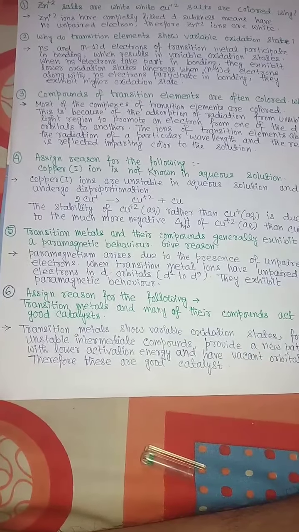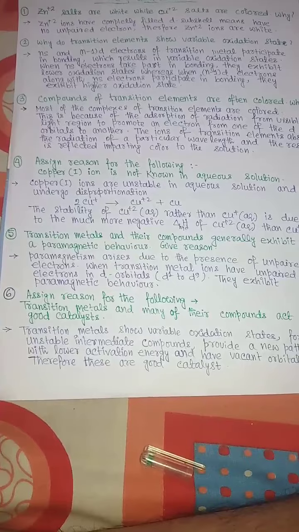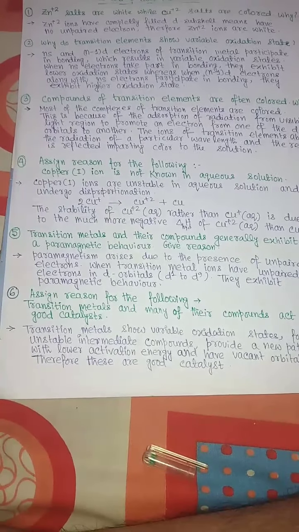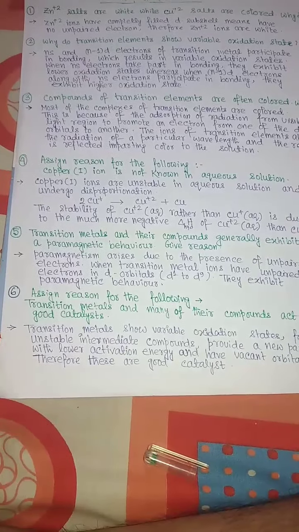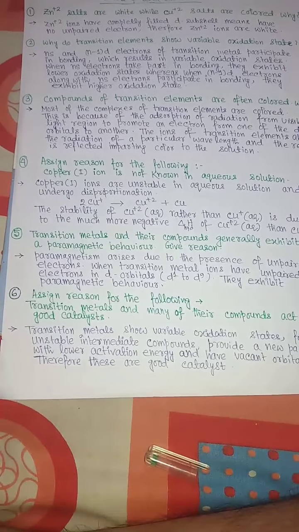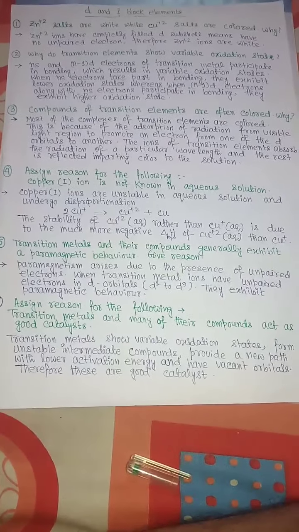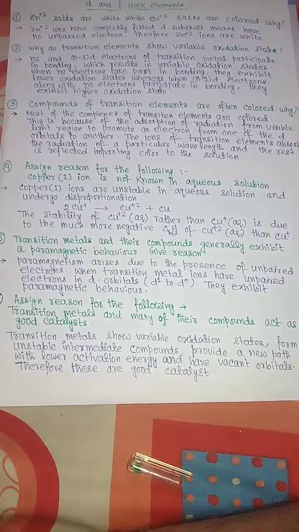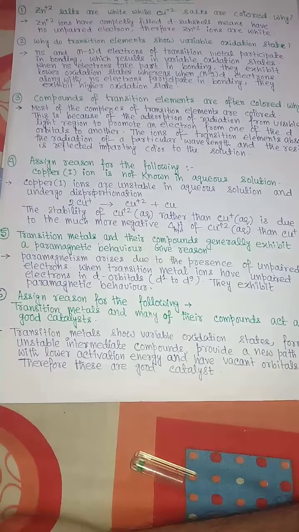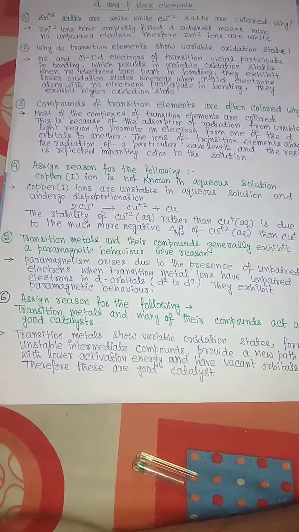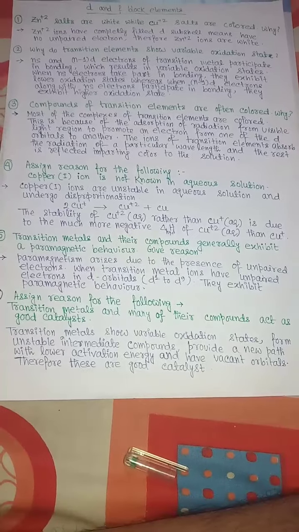Question number 5. Transition metals and their compounds generally exhibit paramagnetic behavior. Give reason. Answer: paramagnetism arises due to the presence of unpaired electrons. When transition metal ions have unpaired electrons in d orbitals, that means from d1 to d9, they exhibit paramagnetic behavior.